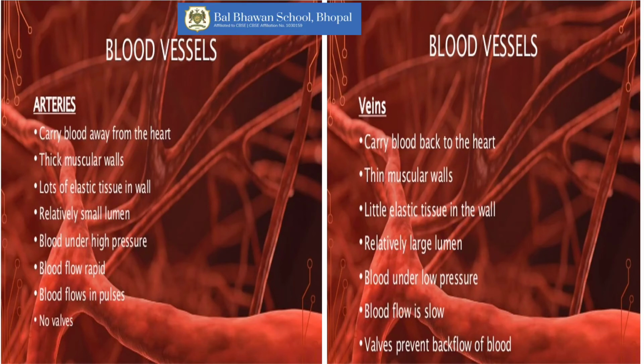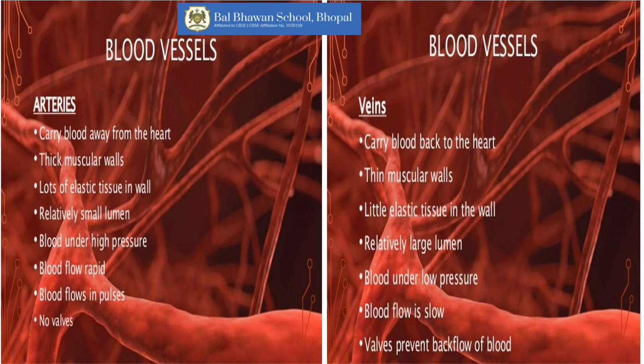Now, let us see about veins. What do these veins do? They carry blood back to the heart. That is, veins carry impure blood or the deoxygenated blood, the blood which has more carbon dioxide in it, except for the pulmonary vein which carries pure blood. Coming to the walls, veins have very thin walls because in veins blood does not flow at a high pressure.